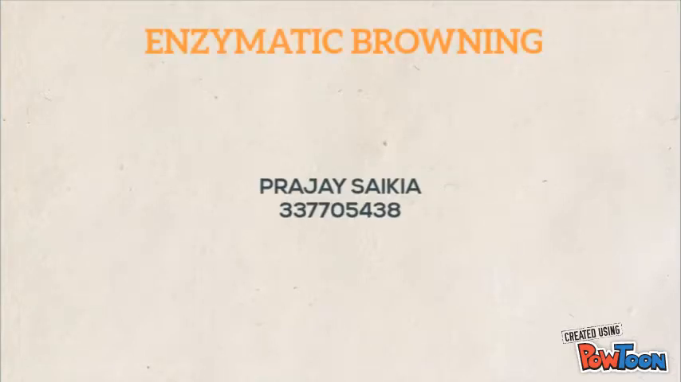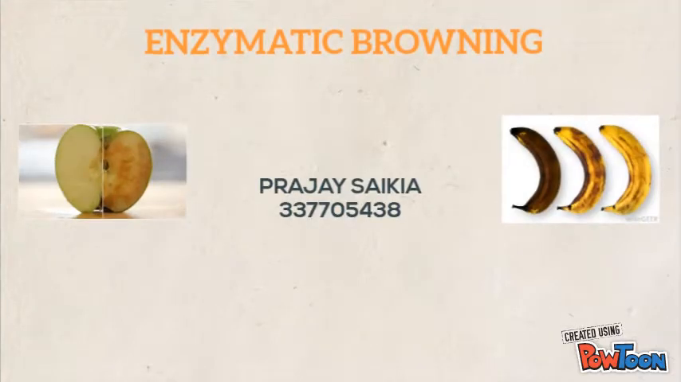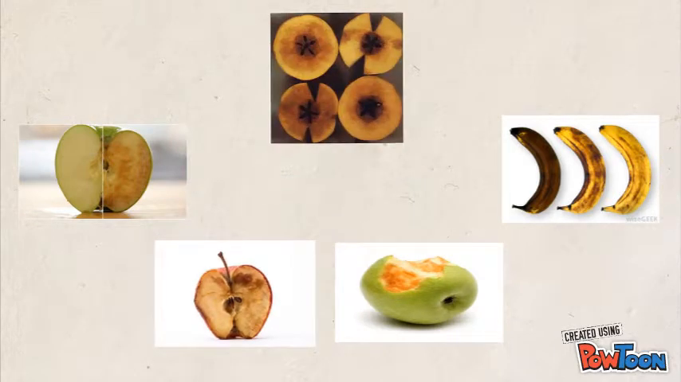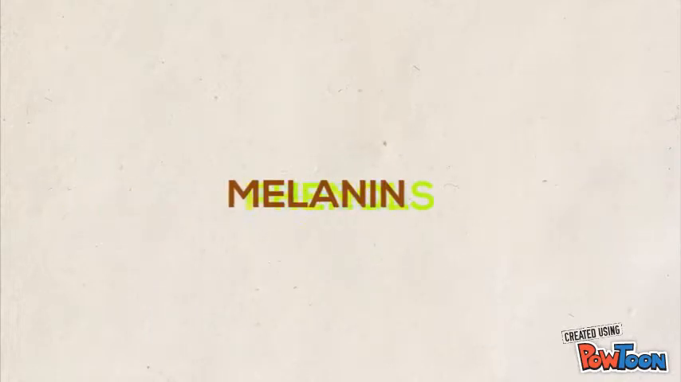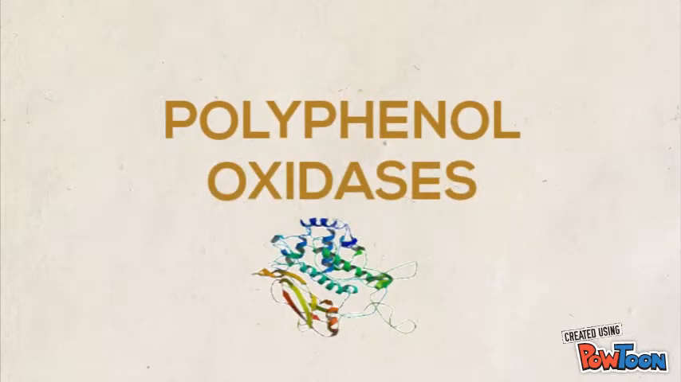Enzymatic browning is a phenomenon which occurs in many fruits and vegetables in which, when the tissue is cut or bruised, it darkens rapidly on exposure to air as a result of the conversion of phenolic compounds to brown melanins. Enzymatic browning is catalyzed by a group of enzymes collectively known as polyphenol oxidases.